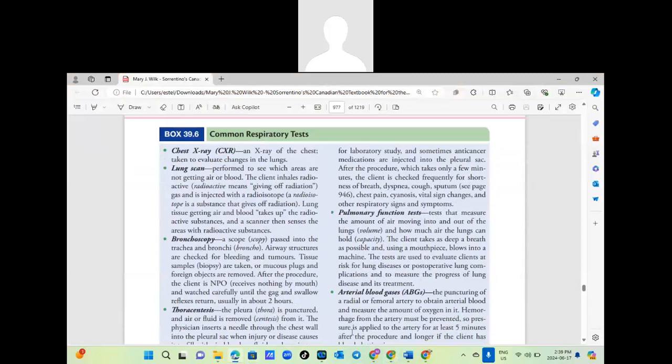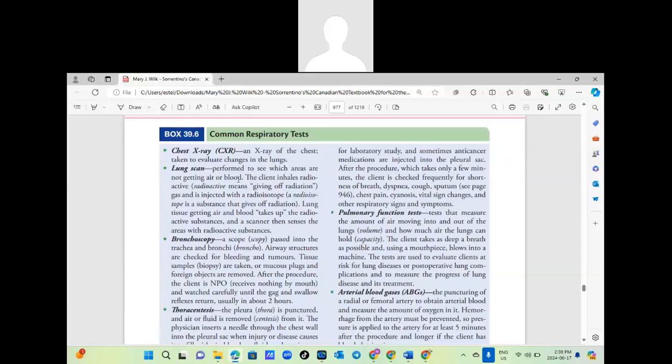The client inhales radioactive gas, radioactive meaning giving off radiation, and is injected with the radioisotope. Okay, a radioisotope is a substance that gives off radiation. Lung tissue getting air and blood takes up the radioactive substances, and a scanner then senses the area with radioactive substances.